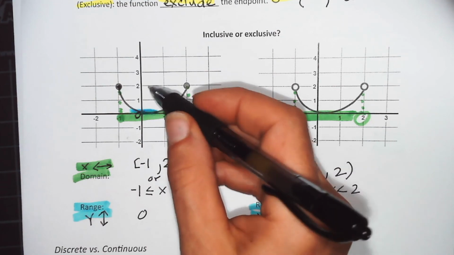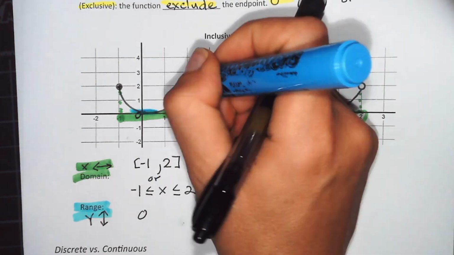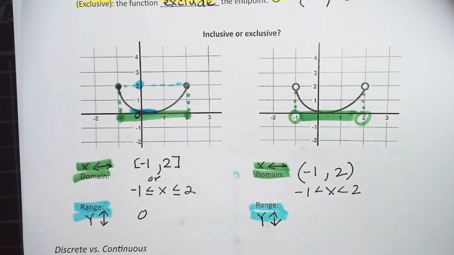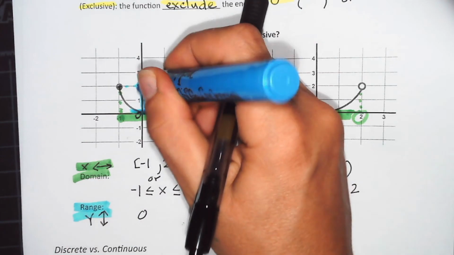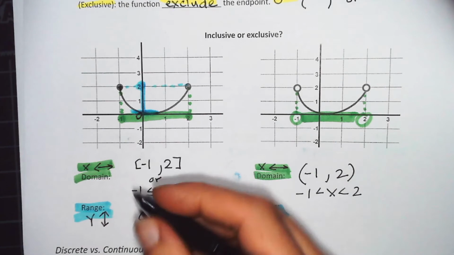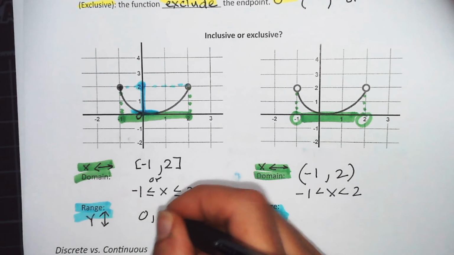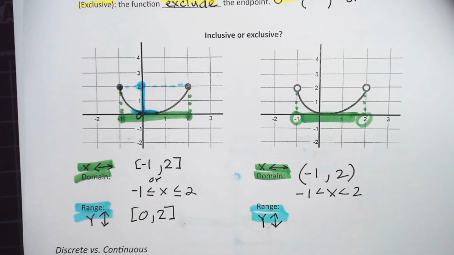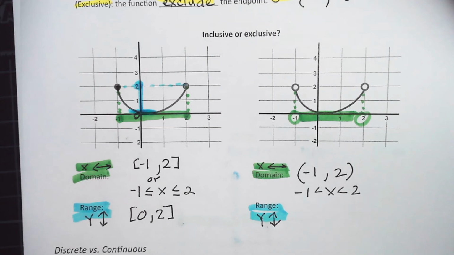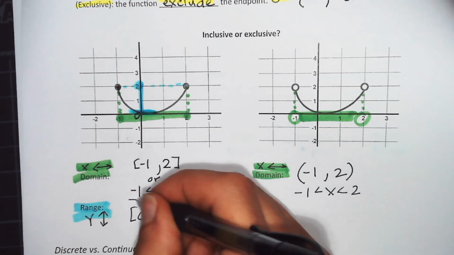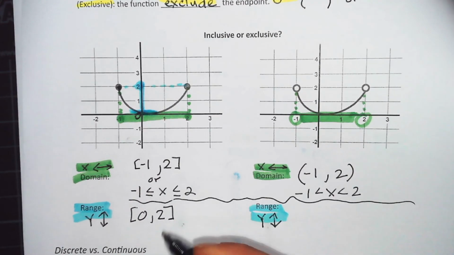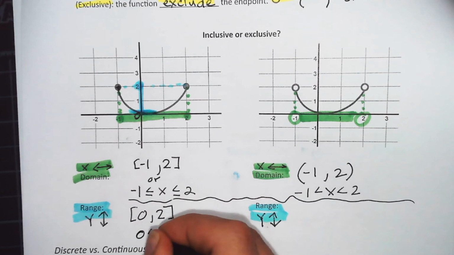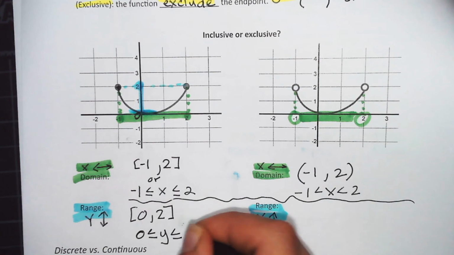And then the highest y value is 2, and it's including the 2. And we're looking at all the y values in between. So the lowest is 0, the highest is 2, and it does touch down at 0, and it does touch down at 2. In inequality notation, just make sure that you're talking about y's here. So we'd say 0 is less than or equal to y, and y is less than or equal to 2.